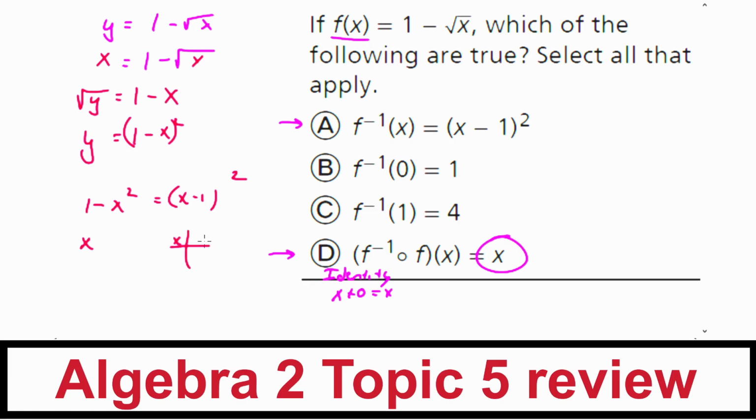Two t-charts. We have 0, 1, 2, 3. Here I have 0, 1, 2, 3. If I plug in 0, I get back 1. If I plug in 1, I get back 0. If I plug in 2, I get back 1. If I plug in 3, I get back 4. Now, of course, this is going to be 1 minus 3, so that's negative 2, and then 2 squared is 4. Here, if I plug in 0, I get negative 1. Square that, it's 1.